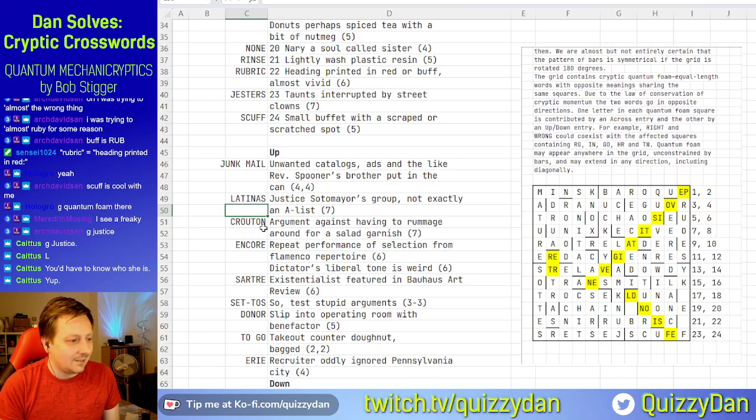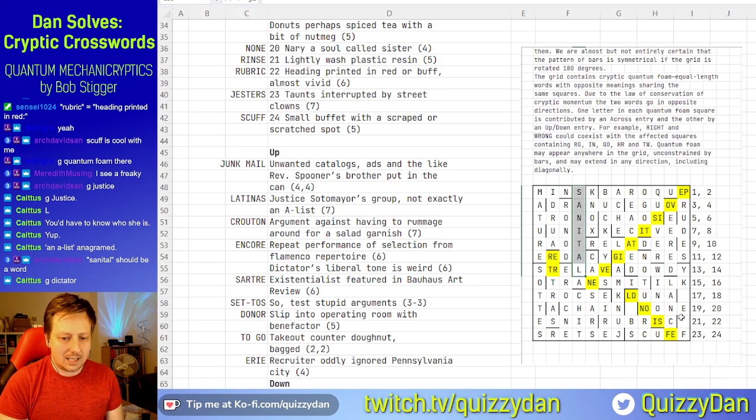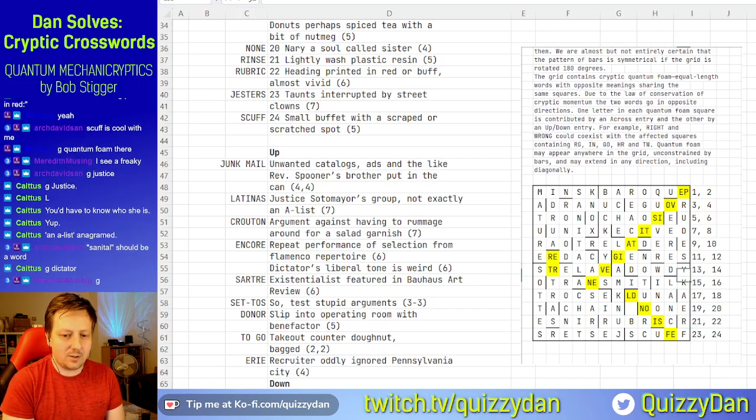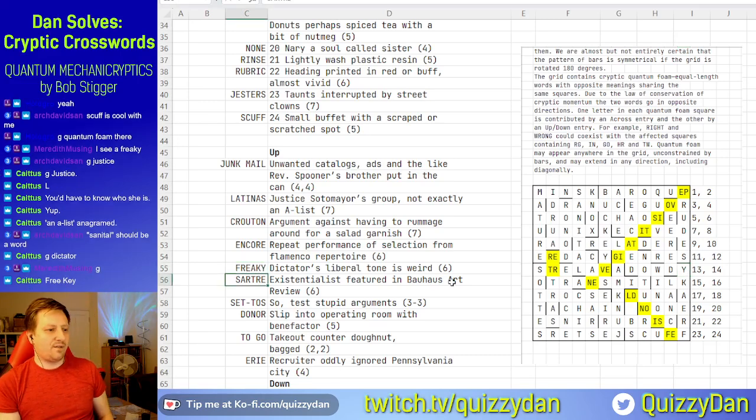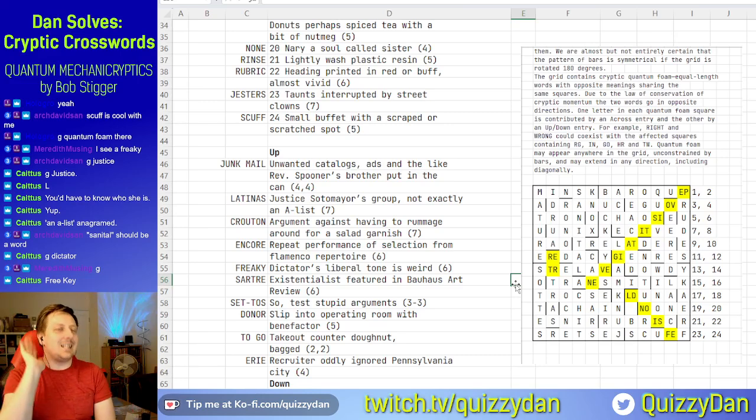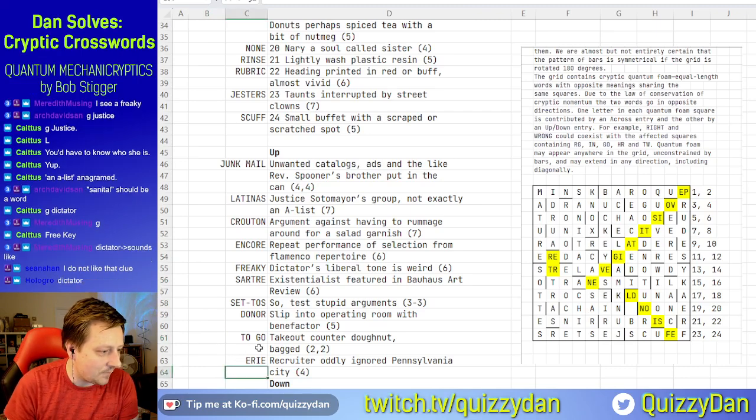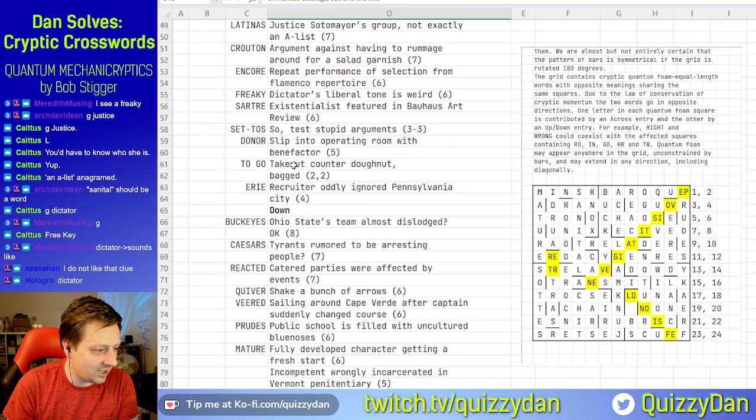Huh. Fair enough. Dictator's liberal tone is weird. Dictator's liberal tone is weird. Freaky. Now, why is it freaky? Because it goes there. Franco? A liberal tone is a free key. And dictator means dictate it, say it out loud. Oh, I forgot about that. That's all the ups, isn't it? So, time for the downs.